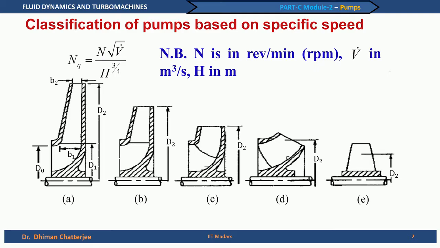When specific speed increases, what do we find? We find that the outlet diameter reduces, and we still have a radial flow pump. So, in B we see a radial flow pump with moderate values of d2 by d1 ratio, and in C we find that the d2 by d1 ratio has reduced further. One more important aspect you will see is that the inlet edge, which was straight in case of A or B, has now been curved.